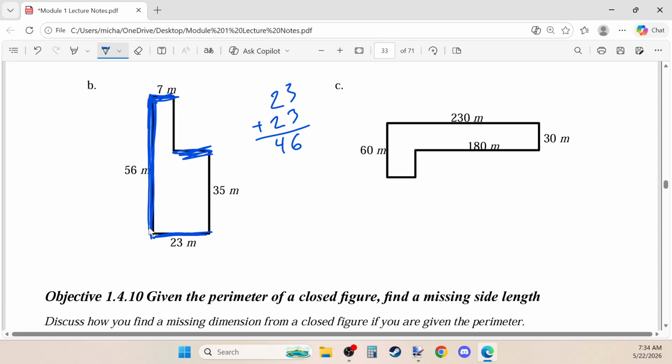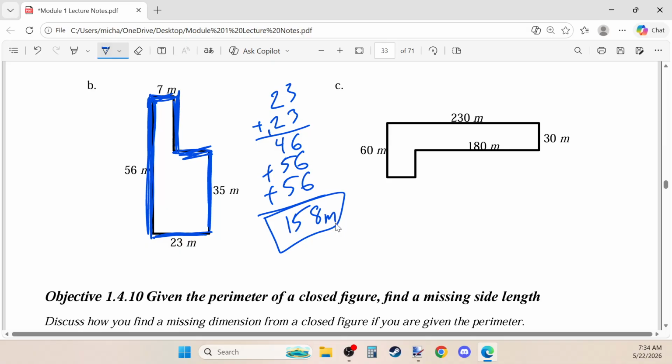This 56 meters is the same as this plus this. So there's plus another 56, and then plus another 56. We get 18. 1 plus 4 is 5. 5 plus 5 is 10. 10 plus 5 is 15. This is 158 meters.